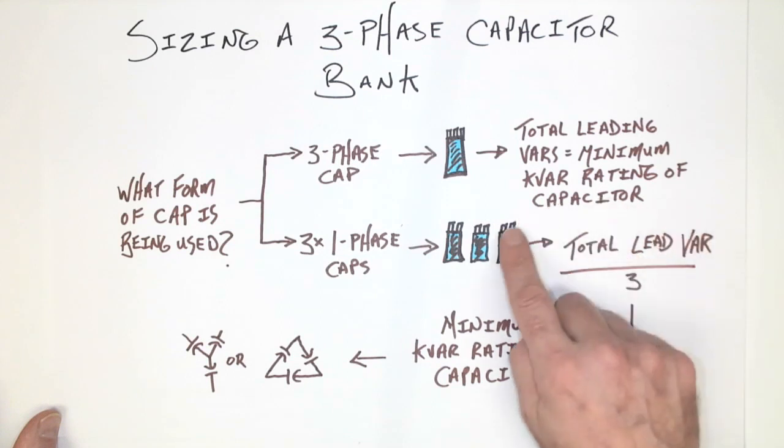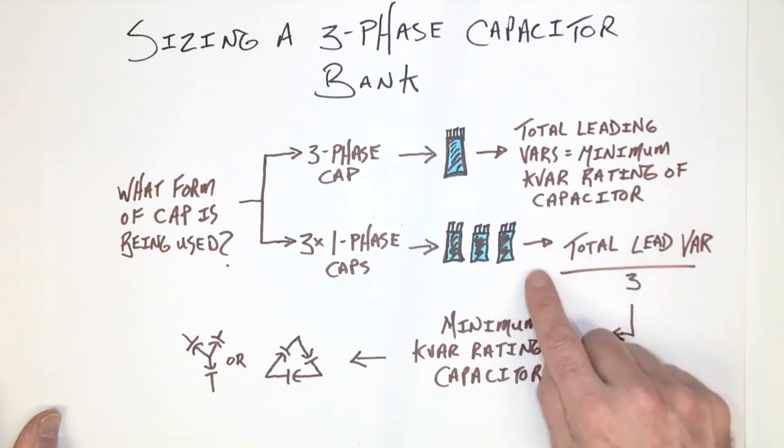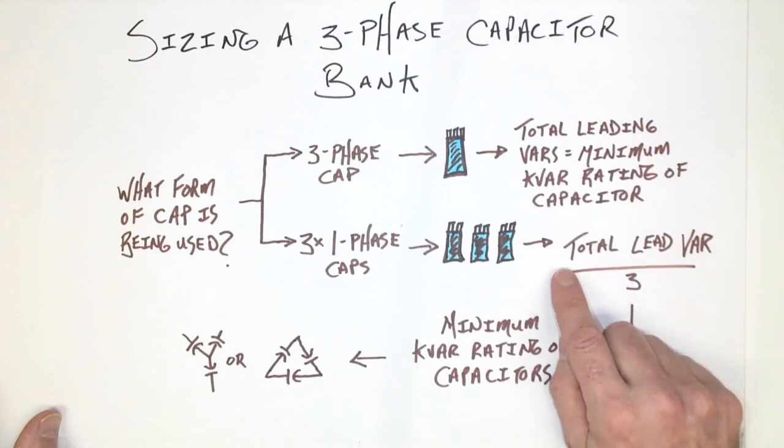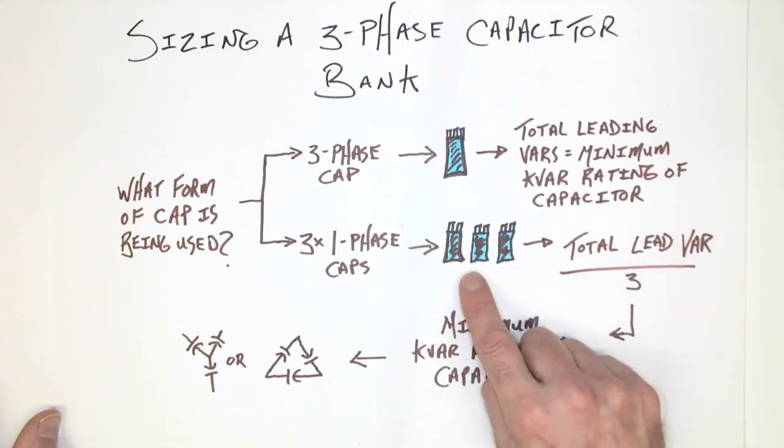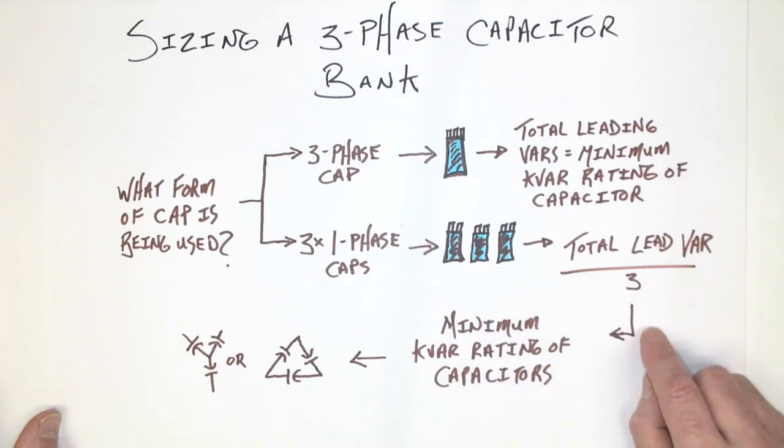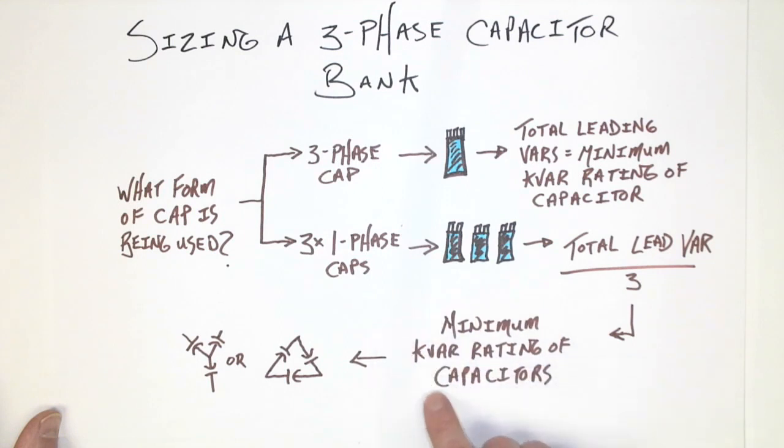Now, remember, when we deal with transformers and all sorts of other types of applications, all we need to do is take the total, in this case, leading VARs, and divide it by 3. When we have that total leading VARs, it gives us the minimum kVAR rating for each of the individual capacitors. And it doesn't matter if our capacitive bank is going to be delta or Y, the kVAR rating will be the same in both situations. So why would it then matter if we do Y or delta? Well, let's take a look at our example again and see how this would then apply.